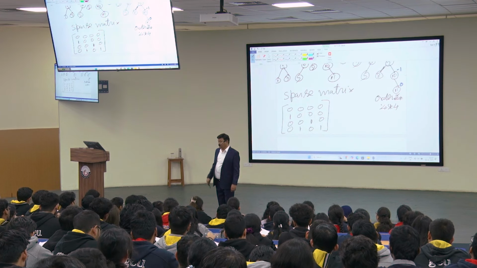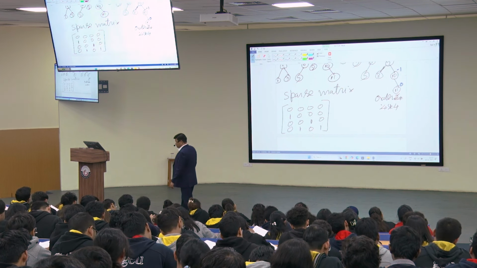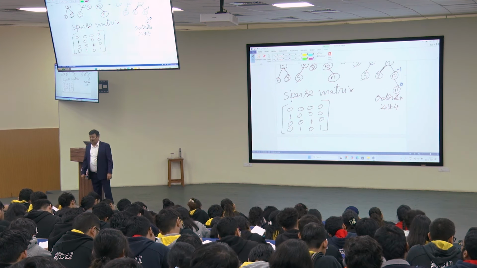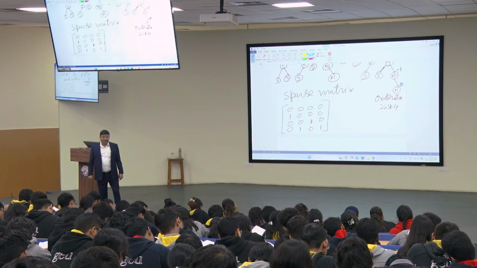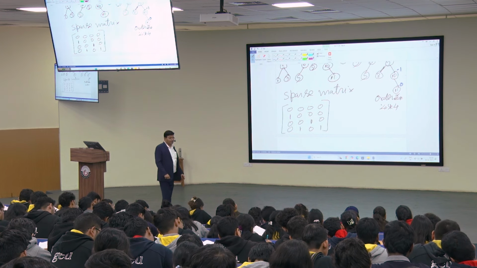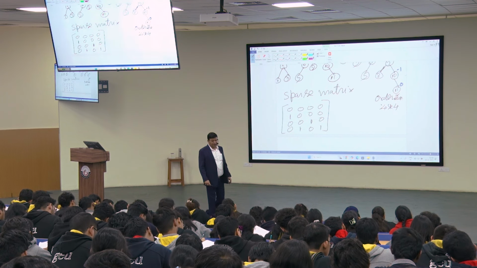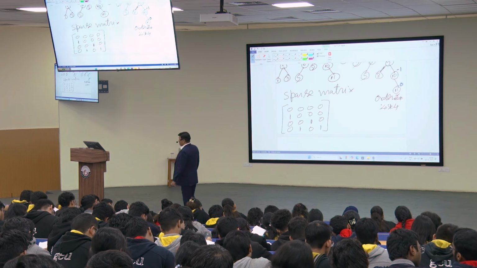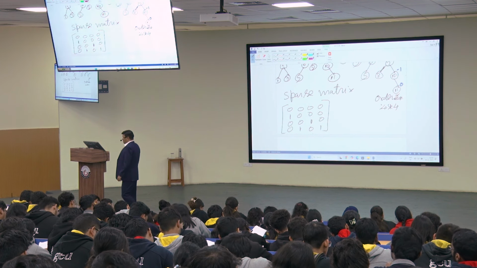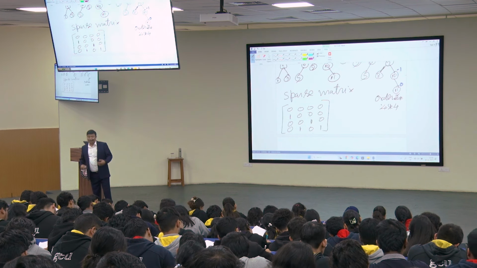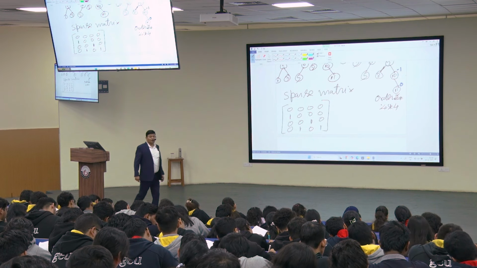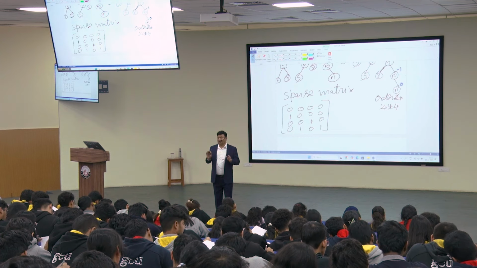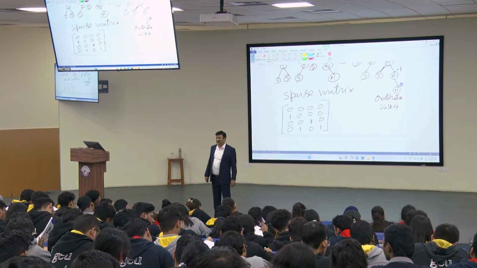Okay, so in sparse representation of the matrix, we represent only non-zero elements by using triplets, and all other elements are assumed to be zero. So we represent only non-zero elements and we assume that all other elements are zero.